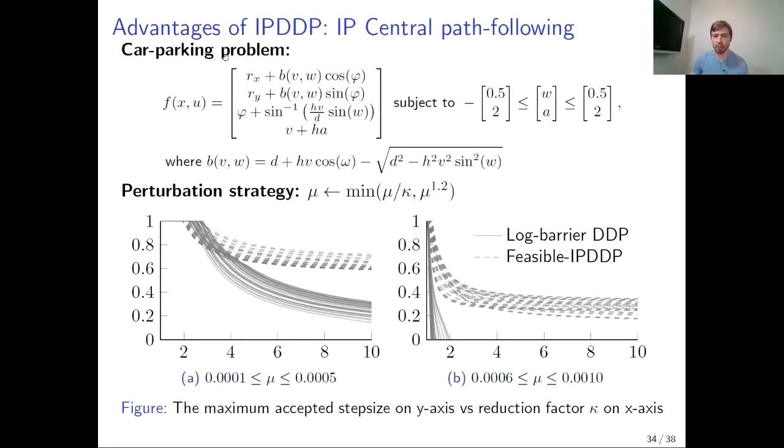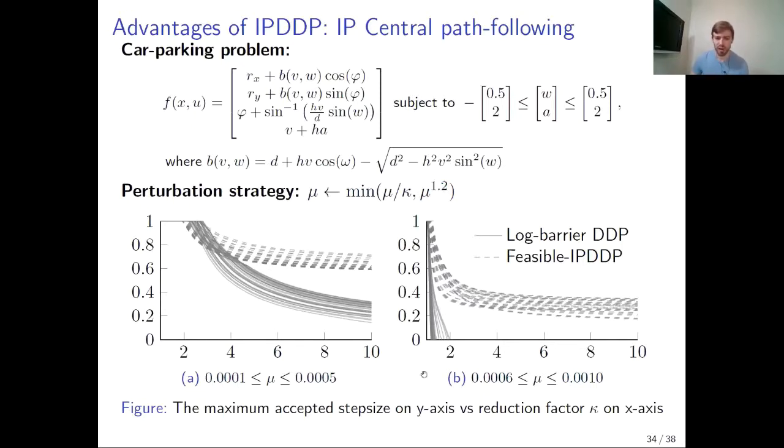Let's consider a car parking problem with huge nonlinearities in here. We have both arc sin function, we have sin, cos functions, and square root. And let's compare the log barrier DDP method with feasible IPDDP. We reduce perturbation as follows. So it is divided by a constant factor of k, or as a power of mu, mu to the power of 1.2.